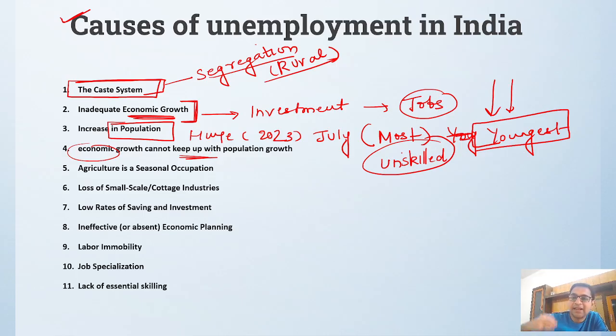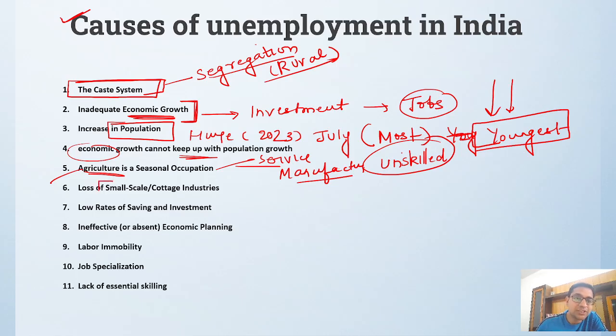In our country, agriculture is seasonal. It only provides jobs seasonally, but it has to be made round the year so that it keeps on providing jobs, and people from agriculture need to move to the service and manufacturing sector.